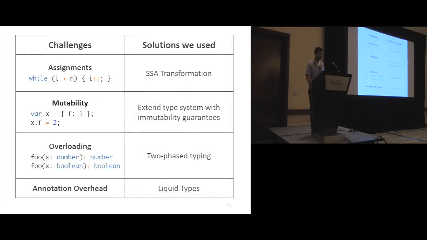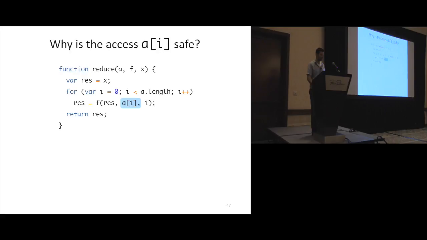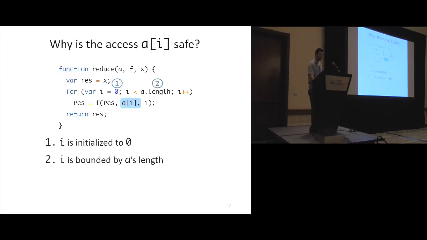So moving forward, let's see how our system tracks and handles mutable state. Let's take a closer look at the reduce example again. And let's try to answer the question intuitively of why the access at I is safe. So one thing is that the index that we're using is initialized to 0, then it's bounded by the length of the array A, and it only increments.